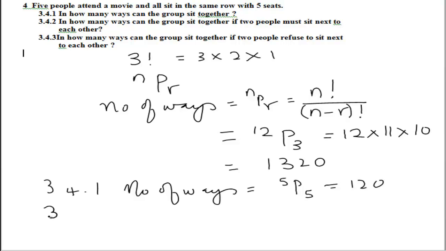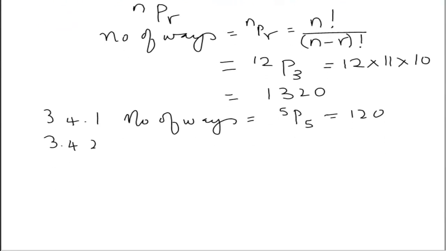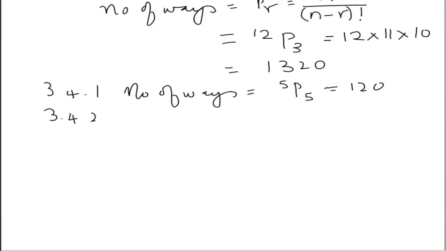Second question says, in how many ways can the group sit together if 2 people must sit next to each other? Now this is a problem. So what we do, we consider the 2 people like one person. Then you're looking at 4 people taking 4 seats. So the number of ways is 4 permutation 4, because we're regarding the 2 people as one.